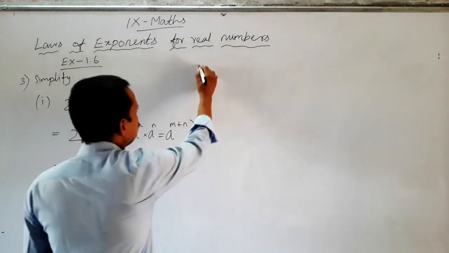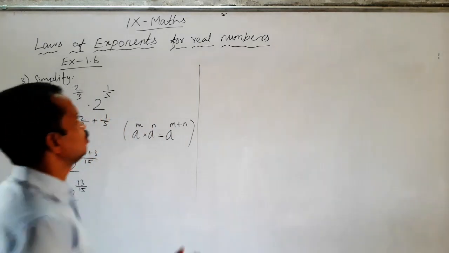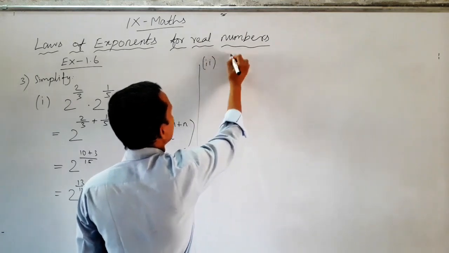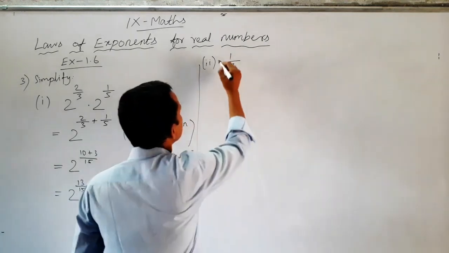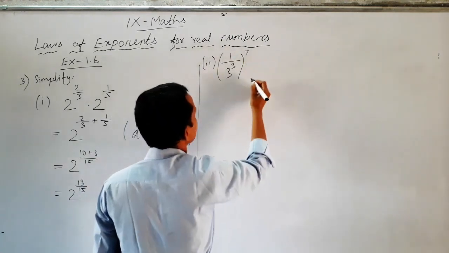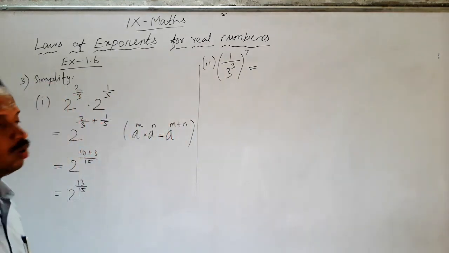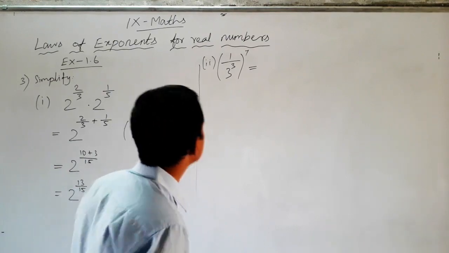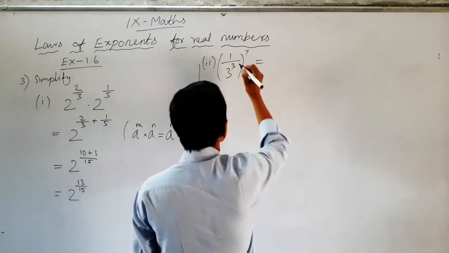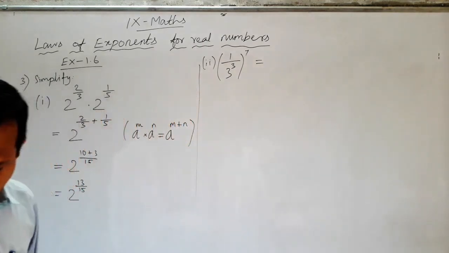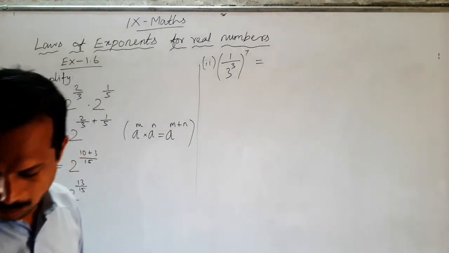Clear, children? And now the next one, 1 by 3 cube whole to the power 7. You see, so these are the things there. 1 by 3 cube and then whole to the power 7. So this equal sign you have to put straight to the wall. Okay. And now, how to do this? 1 by 3 cube means the denominator has 3 cube.